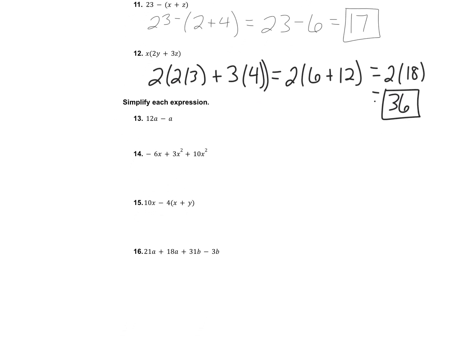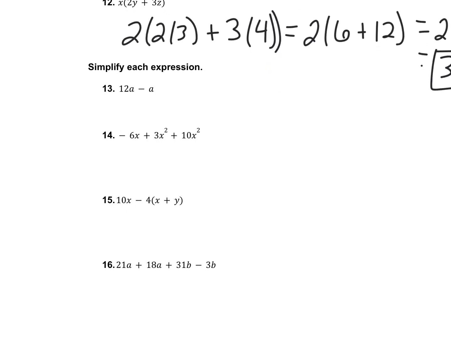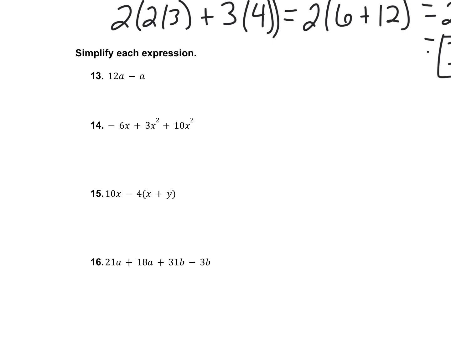Okay. Last section. Simplify. What does simplify mean? Like shorten the equation. To shorten the equation, how do we shorten an equation? Like terms. Combine like terms. In 13, what are like terms? A and A. Okay, they both have A, so we just subtract them. What's 12A minus A? 11A.